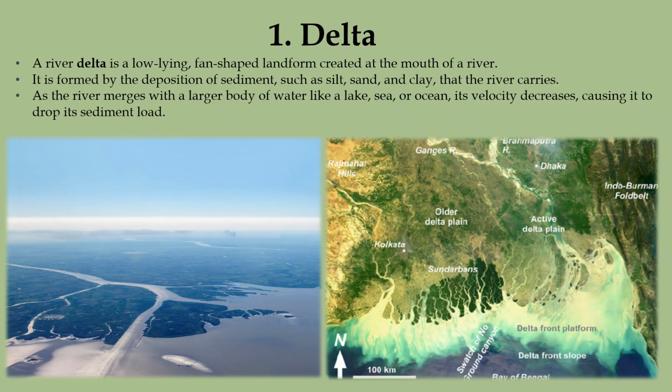A delta is a low-lying fan-shaped landform created at the mouth of a river. It is formed by the deposition of sediments such as silt, sand, and clay that a river carries. As the river merges with a larger body of water, like a lake, sea, or ocean, its velocity decreases, causing it to deposit its sediment load.